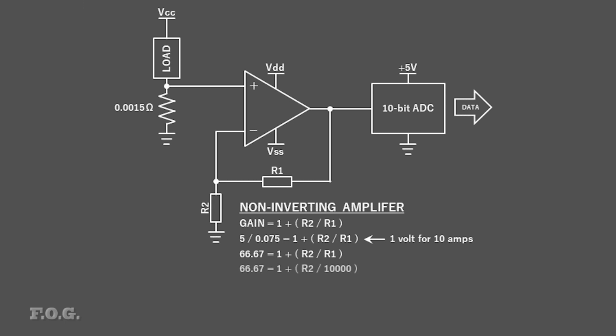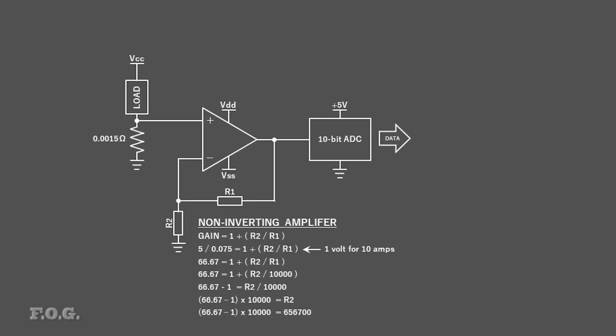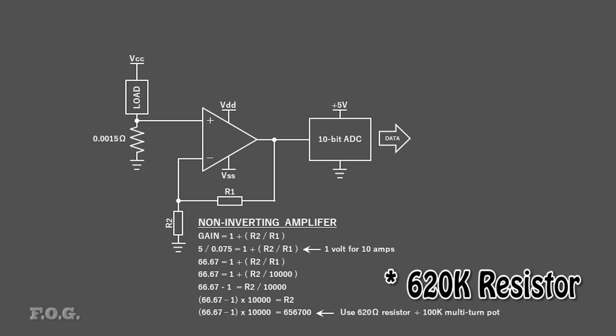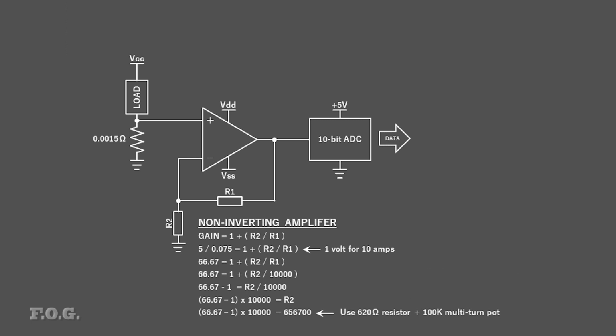Next up, let's arbitrarily plug in a 10k value for the R1 resistor. And working through our basic algebra, we can see that we need a 656.7k resistor for R2. But since no such resistor value actually exists, instead I would probably use a 610k resistor in series with a 100k multi-turn pot, and that would allow for fine tuning of the final gain that we need.